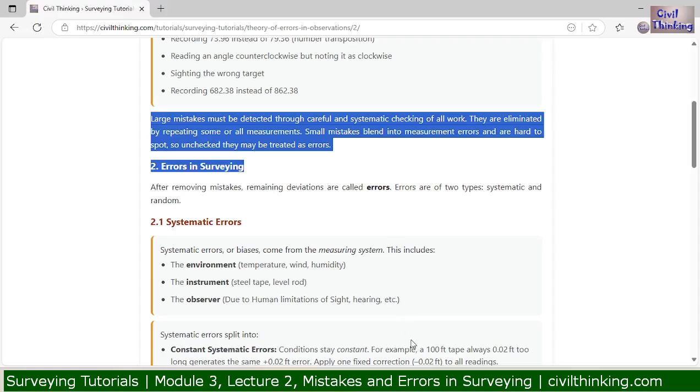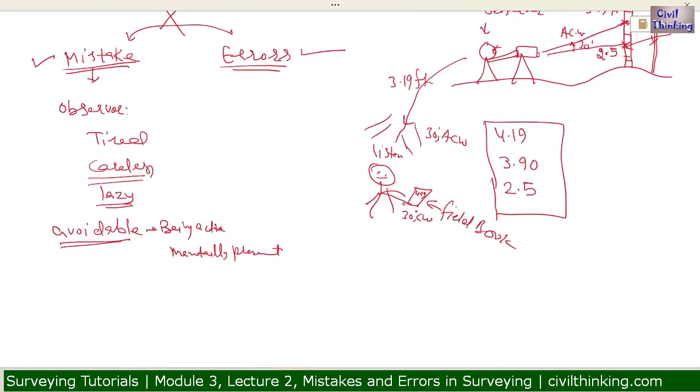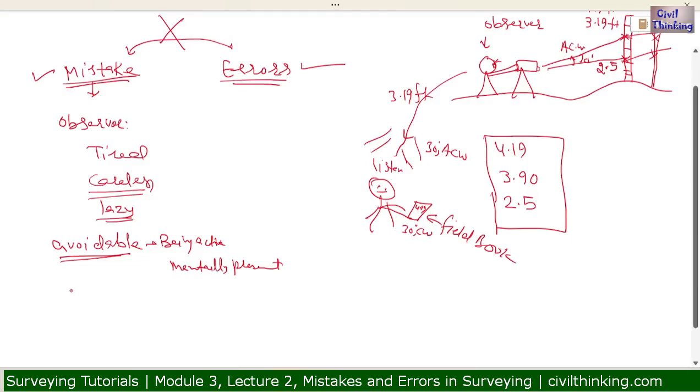Now how do we correct it? Let us say this guy did the wrong thing. First of all, you can avoid it if you are active, if you are mentally present on the site. So let us say you could not avoid it, and you did the mistake. What we do is recheck all the work, or only where you feel the mistakes are. So if you could not avoid it, you have to recheck the works.